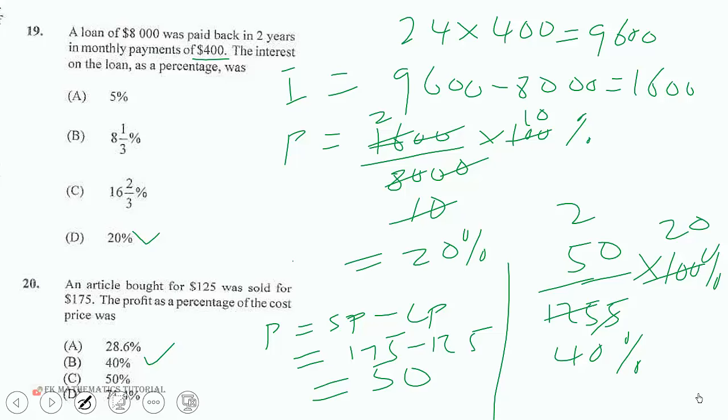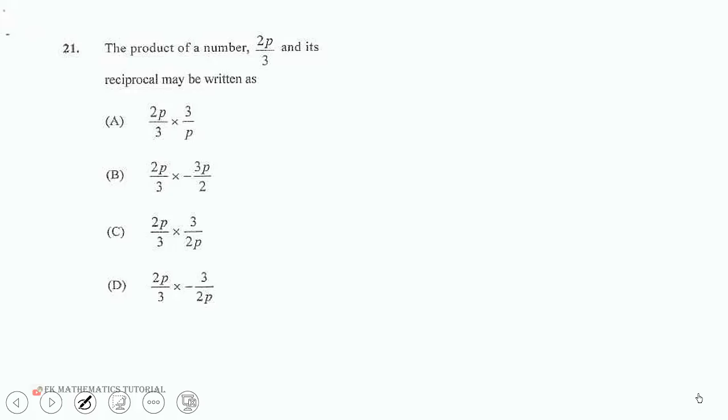Now let's move on to question 21. The product of a number 2p over 3 and its reciprocal may be written as. So the reciprocal of 2p over 3 is 3 over 2p. So their product is this: 2p over 3 times 3 over 2p.